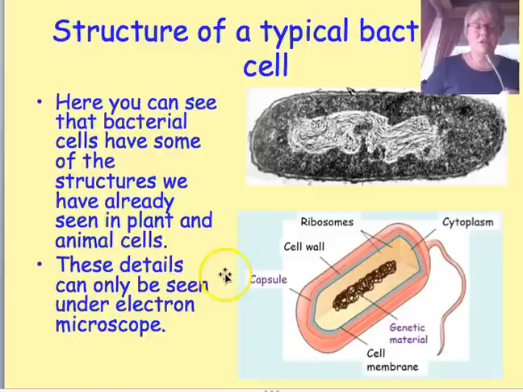This is a bacterial cell underneath the microscope up here, and they have some structures that we've seen already in plants and animal cells. They have ribosomes, they have cytoplasm, they've got a cell membrane, they have a cell wall, but that cell wall is made up of different material than a plant cell wall. You'll see this tail here, that's called a flagella, and some bacteria have these, and it helps the bacterial cell move about.